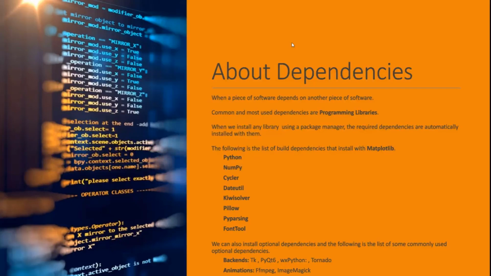And you can also install other dependencies as per your choice. They are not required but enhance the capabilities of Matplotlib. Some of the optional dependencies are Tk, PyQt6 and others used for backend purposes. And for animation purposes, we can install libraries such as FFmpeg used for saving movies, ImageMagick used for saving GIFs and many others also.